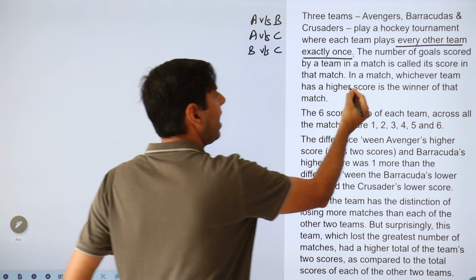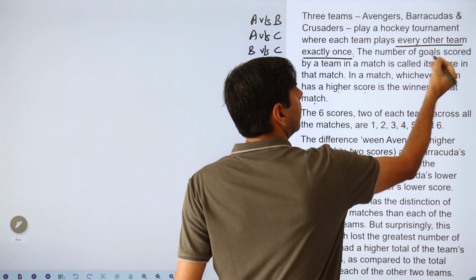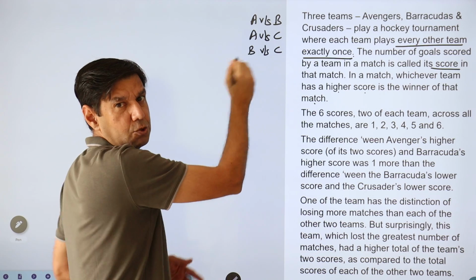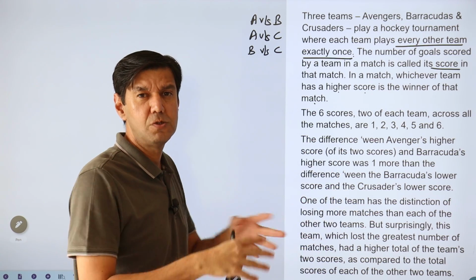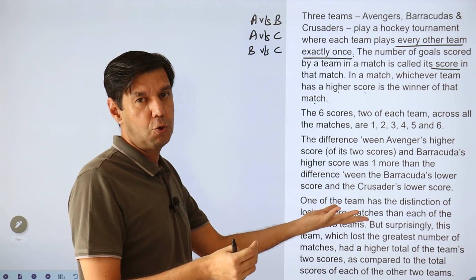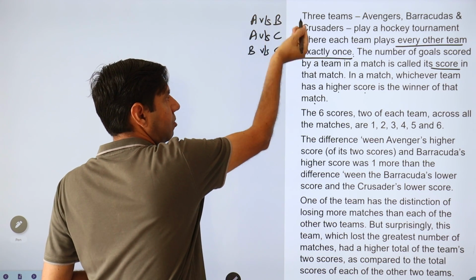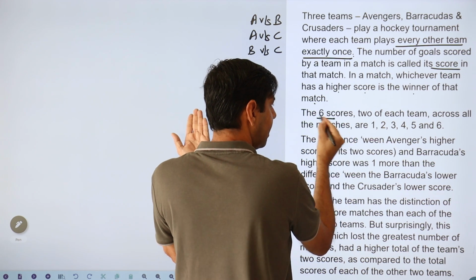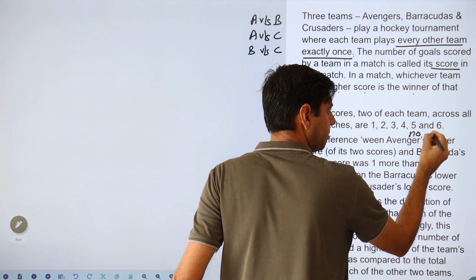That's it. In a match, whichever team has the higher score is the winner. The number of goals scored by a team is called its score. So there will be a score like a typical match. Let's say the match has happened and the final score is 4-2. One team has scored 4, another team has scored 2. So those are their scores. Each match will result in 2 scores for the 2 teams, and whoever has the highest is the winner, and these are the 6 scores. As given in the hint, there are no ties over here.